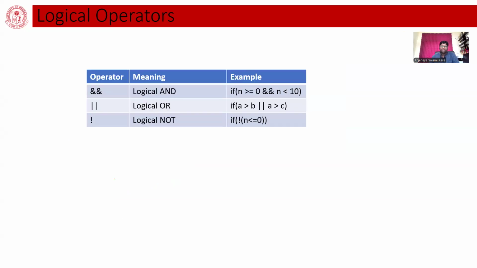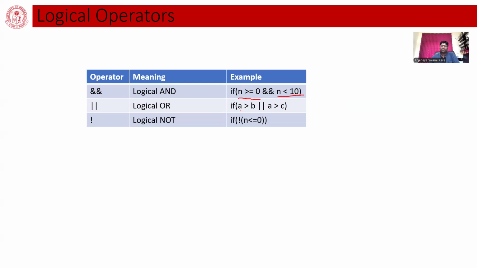And logical operators. Suppose I want to compare more than one expression, so I want to prepare a selection statement where I have more than one condition. Suppose n greater than or equal to 0 and n less than 10. It means that n should be between 0 and 9, so it's a single digit number. If I want to compare like this, this is logical AND. Logical AND means both this has to be true and this has to be true, then only the final entire expression will be true.